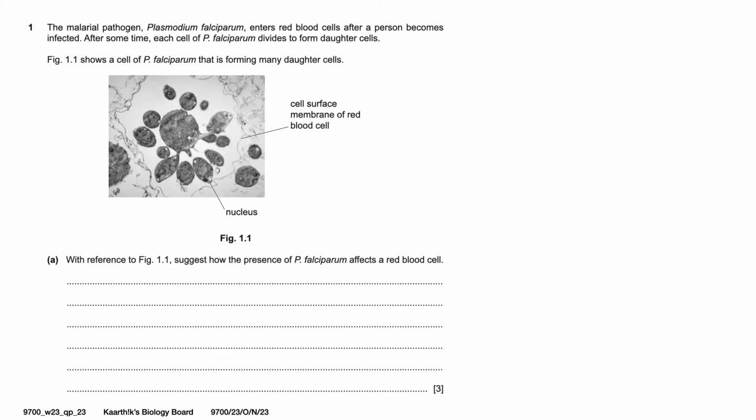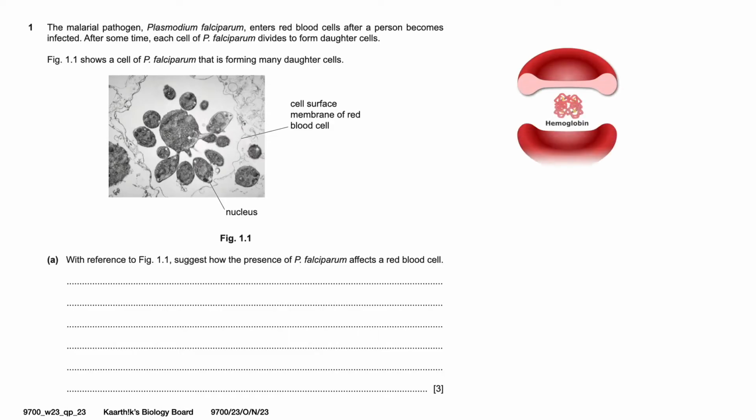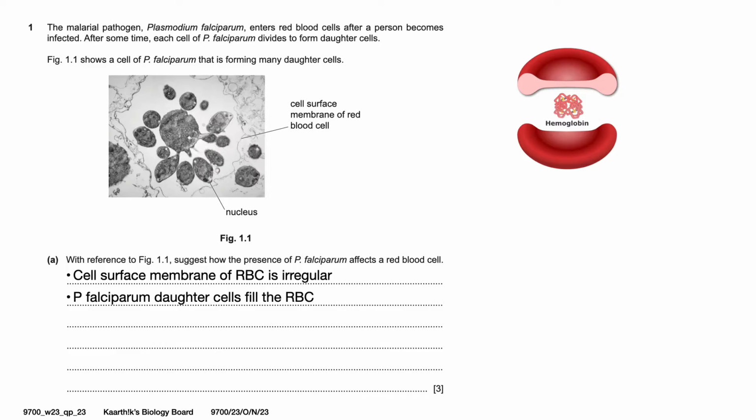And question A, with reference to figure 1.1, suggests how the presence of Plasmodium falciparum affects the red blood cells. So here we are going to suggest how the presence of this organism is going to affect the red blood cells. We all know that red blood cells are biconcave disc shaped. The presence of this organism, Plasmodium falciparum, changes the cell surface membrane so that the cell surface membrane of red blood cells becomes irregular. Then the Plasmodium falciparum daughter cells fill the red blood cells. Because of this, red blood cells will burst.